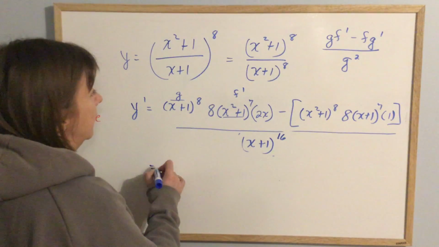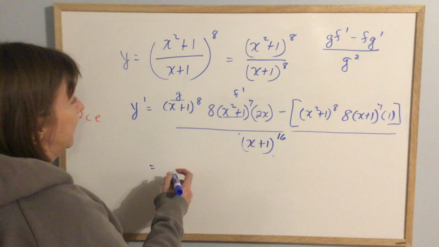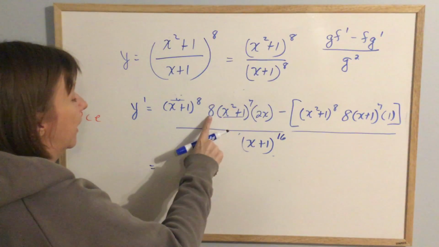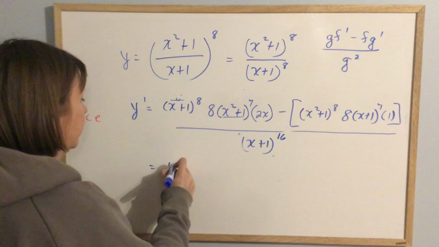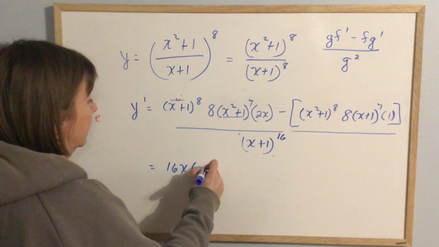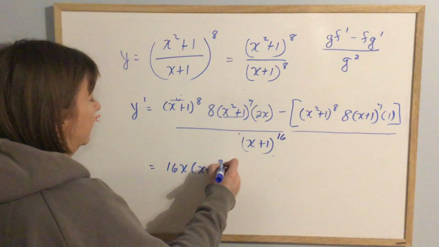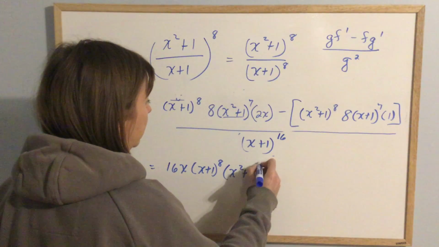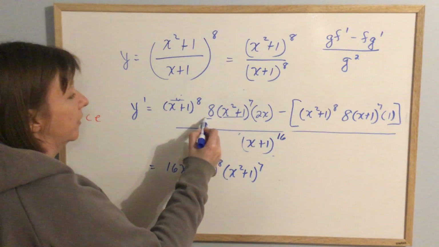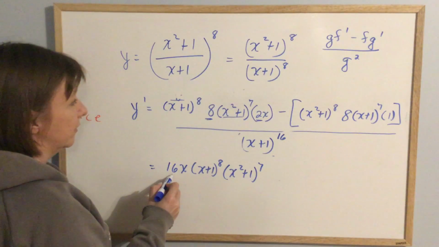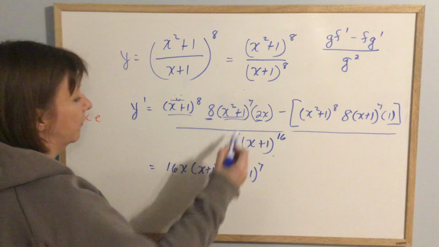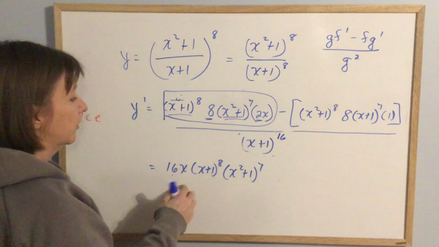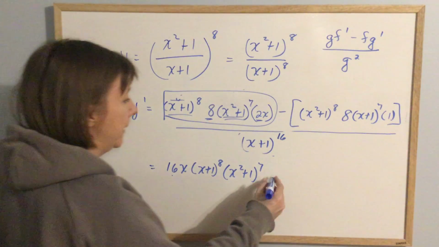So what can I clean up here? Let me see. I can do 8 times 2x is 16x times (x plus 1) to the 8th times (x squared plus 1) to the 7th. Okay, so all I did was I took this and this, multiplied it to give me that, and I still have those two pieces. All right, so this just simplified down to this. Minus.